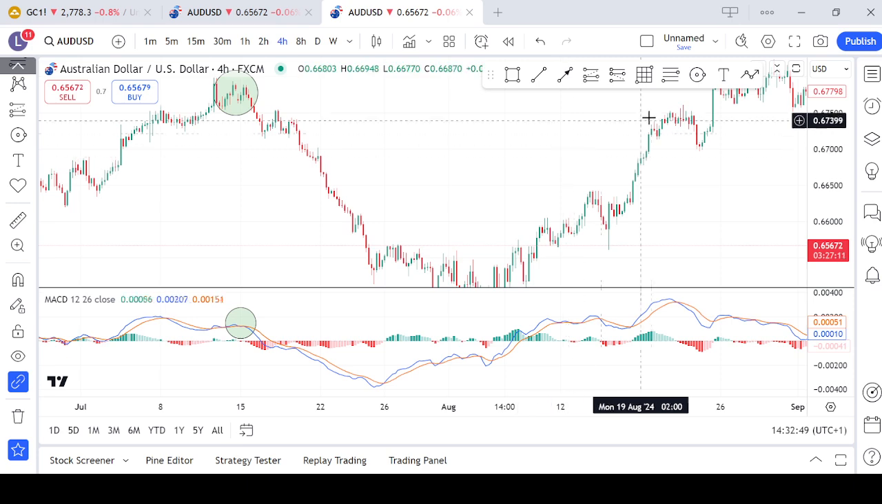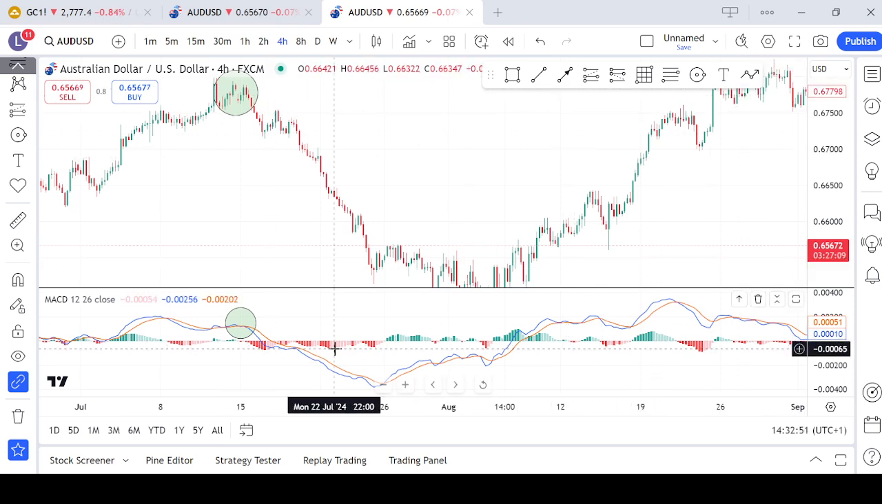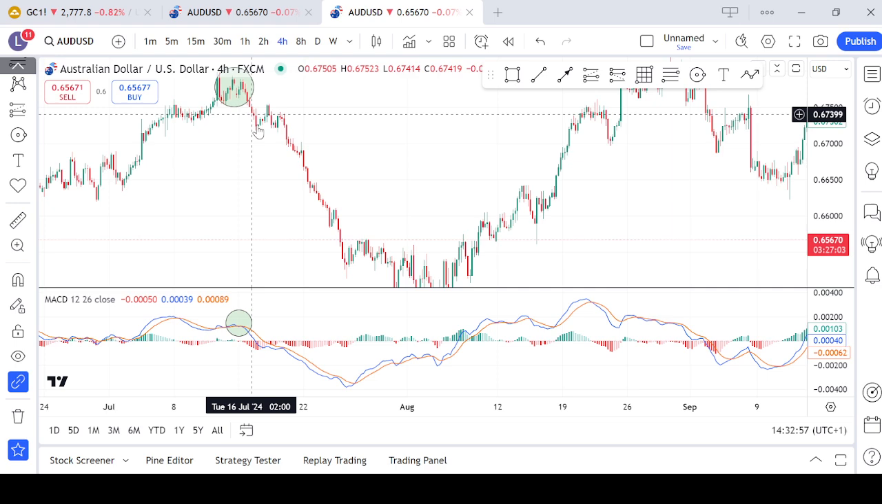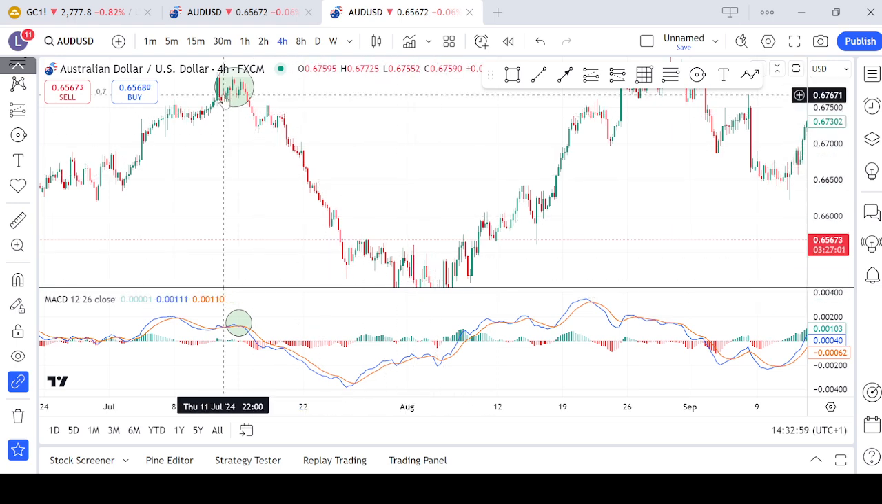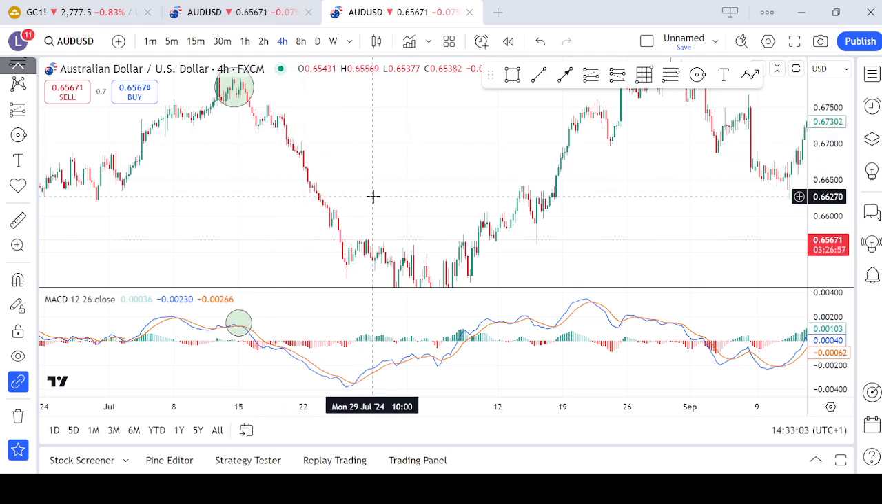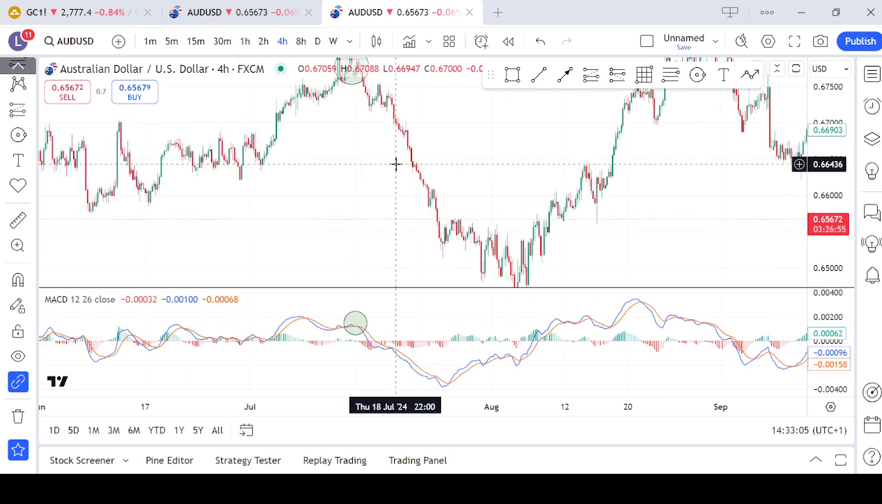You can see this histogram bars giving us a red color as it's below 0. So that's going to help us confirm that the MACD is going to the downside, and also price should follow suit and go to the downside. So that's how you use the MACD in trading.